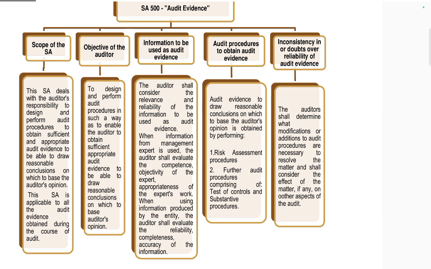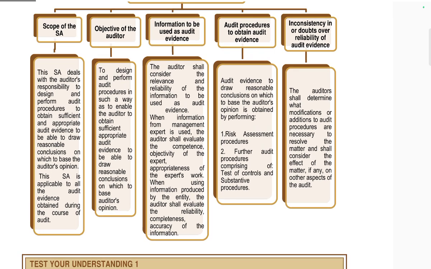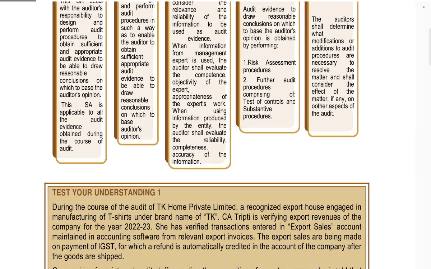Audit procedures to obtain audit evidence. Audit evidence to draw reasonable conclusions on which the auditor's opinion is based is obtained by performing risk assessment procedures and further audit procedures, which comprise tests of controls and substantive procedures. Inconsistency or doubt over the reliability of audit evidence: the auditor shall determine what modifications or additions to the audit procedures are necessary to resolve the matter, and shall consider the effect of the matter on other aspects of the audit.